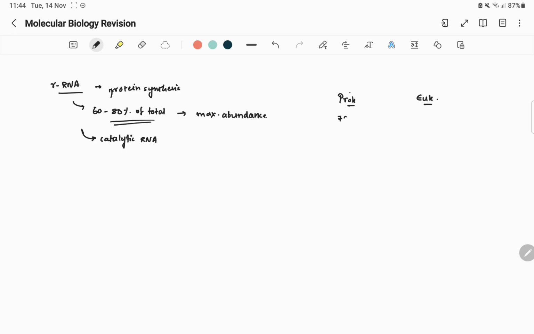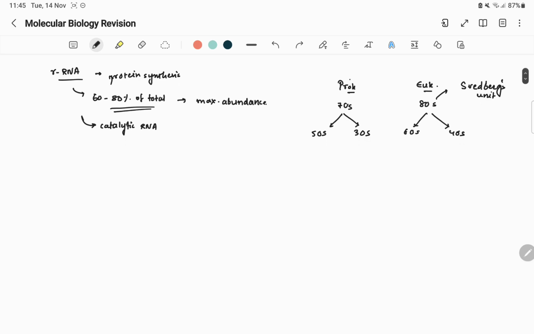So in prokaryotes we have 70S and in eukaryotes we have 80S, where S is the Svedberg unit, which is an indirect indicator of the density and size, or it is called the sedimentation coefficient. The 70S has two subunits, 50S as well as 30S. This 80S has 60S and 40S. It is not the arithmetic sum, because the arms are overlapping over each other.